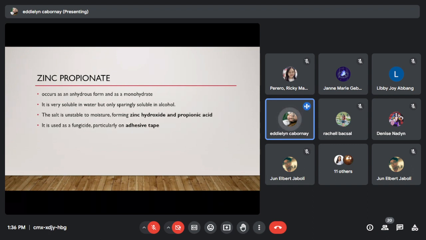Zinc propionate is utilized as a fungicide, particularly in the treatment of adhesive tape. Fungicides are substances that inhibit the growth of fungi or destroy fungal spores, and zinc propionate serves this purpose effectively in adhesive tape application. Usually, zinc propionate is present in medical tape, the tape that helps secure dressings and bandages in place while providing protection against fungal contamination.